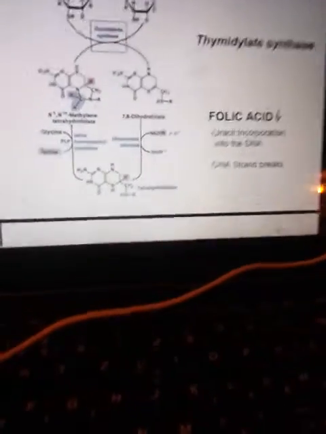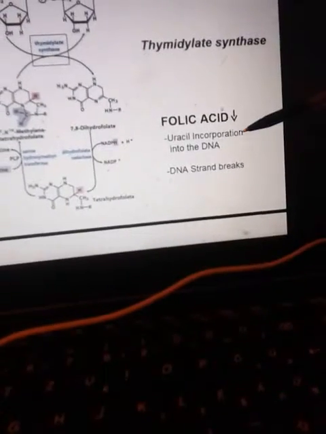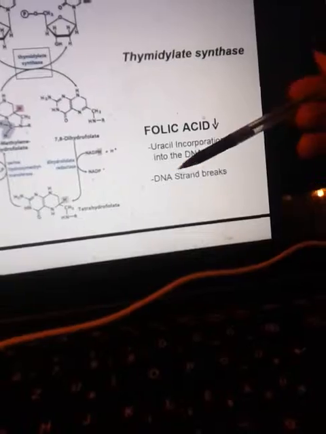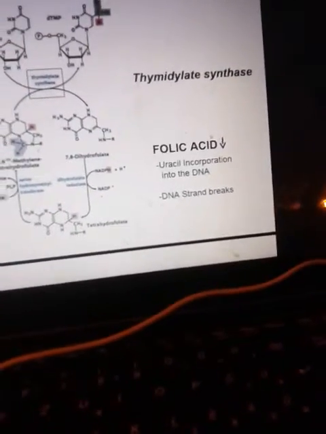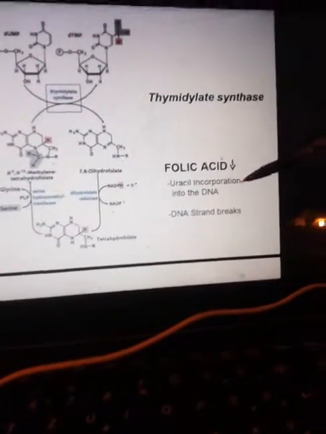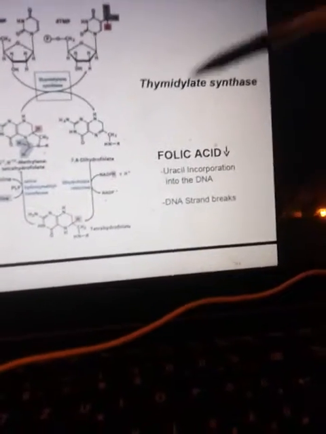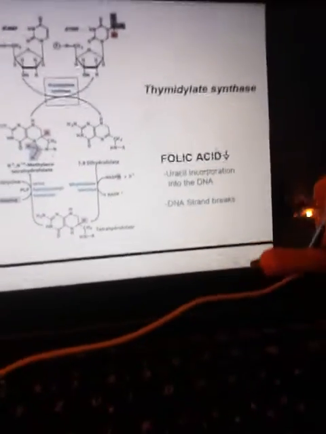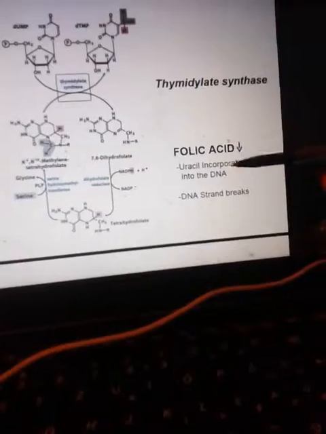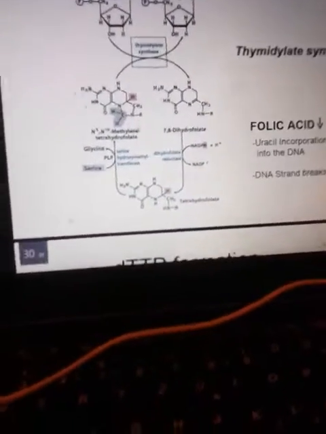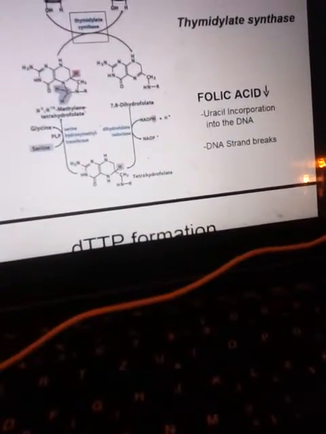Thymidylate synthase. The folic acid decreases. In this case, uracil is incorporated into DNA and DNA strand breaks. If we inhibit thymidylate synthase by decreasing folic acid, how? By the inhibition of dihydrofolate reductase or the dihydropteroate synthase. In this case, the folic acid decreases, uracil is incorporated into DNA, DNA strand break. Yeah? And because we don't have thymidine, the DNA strand is incorporated.